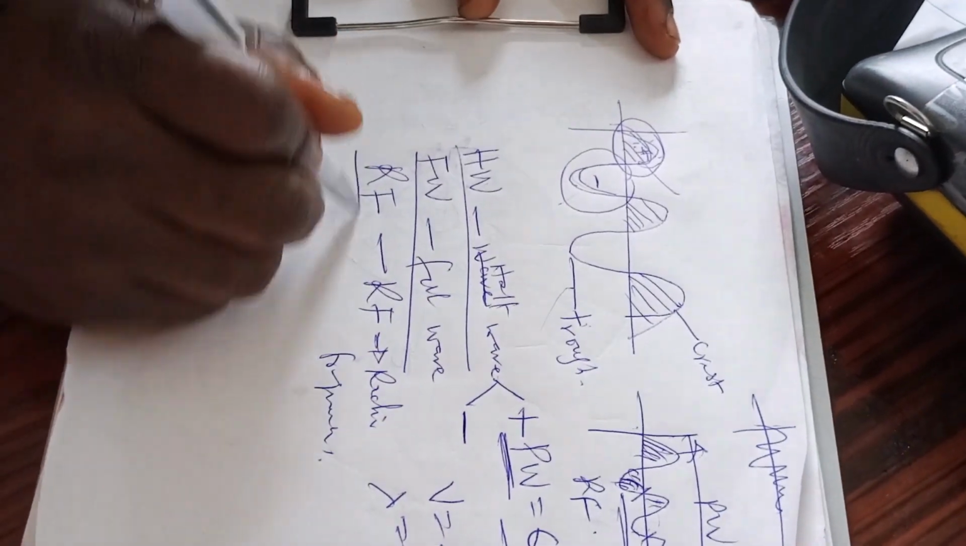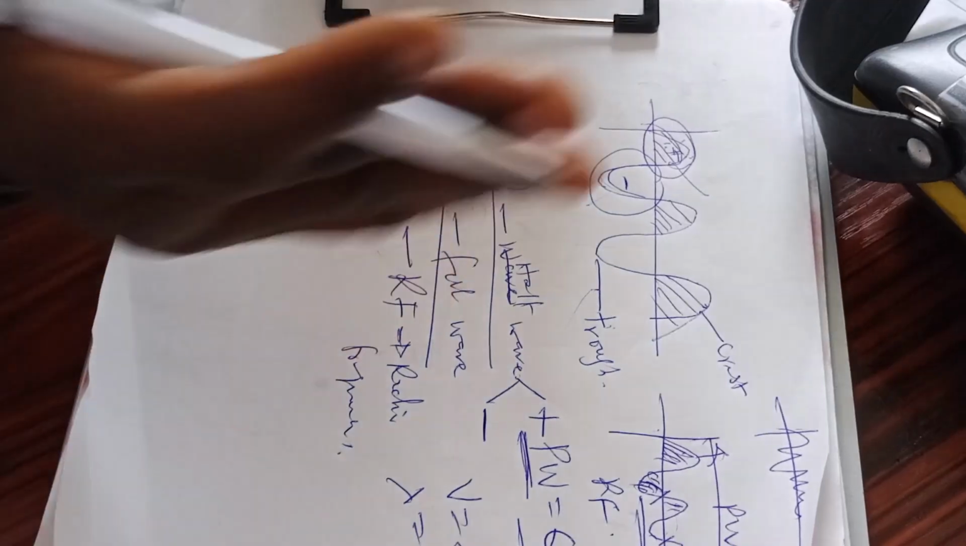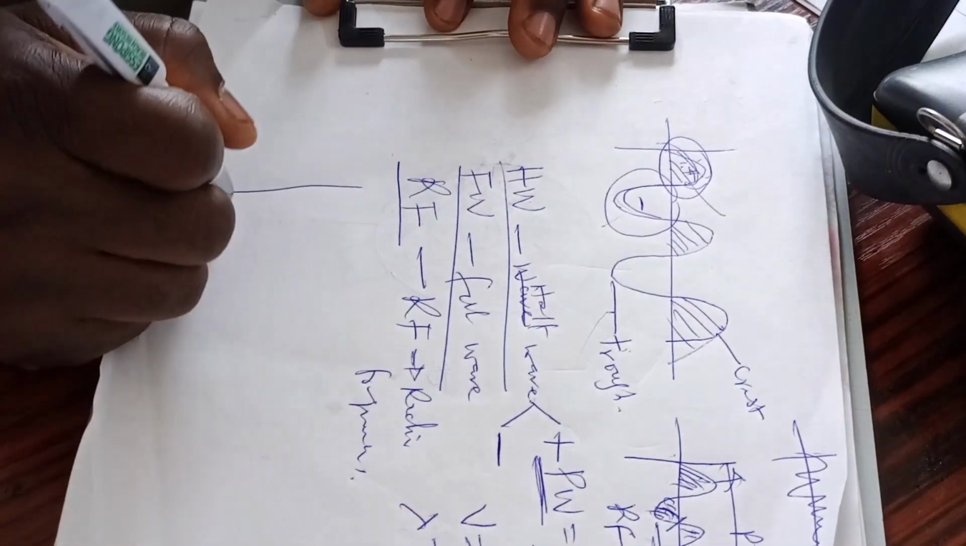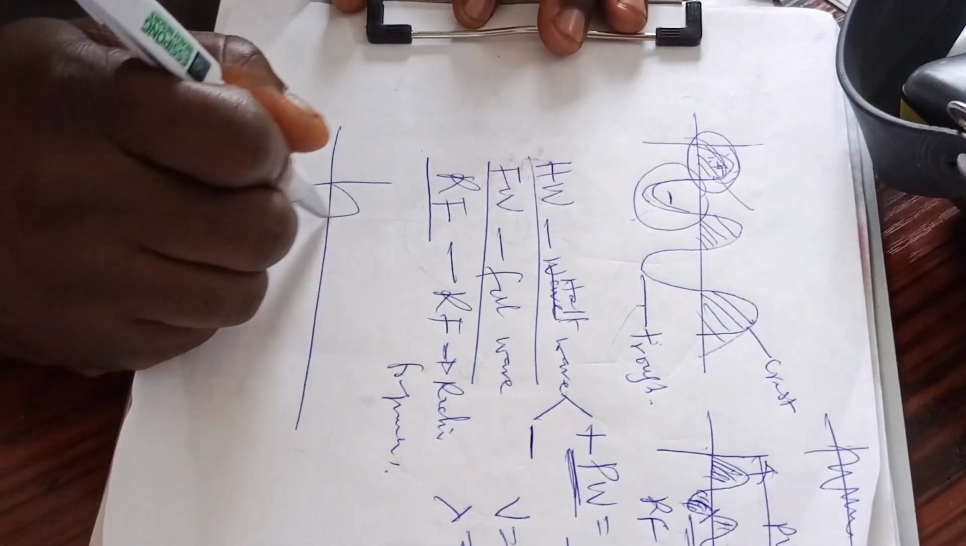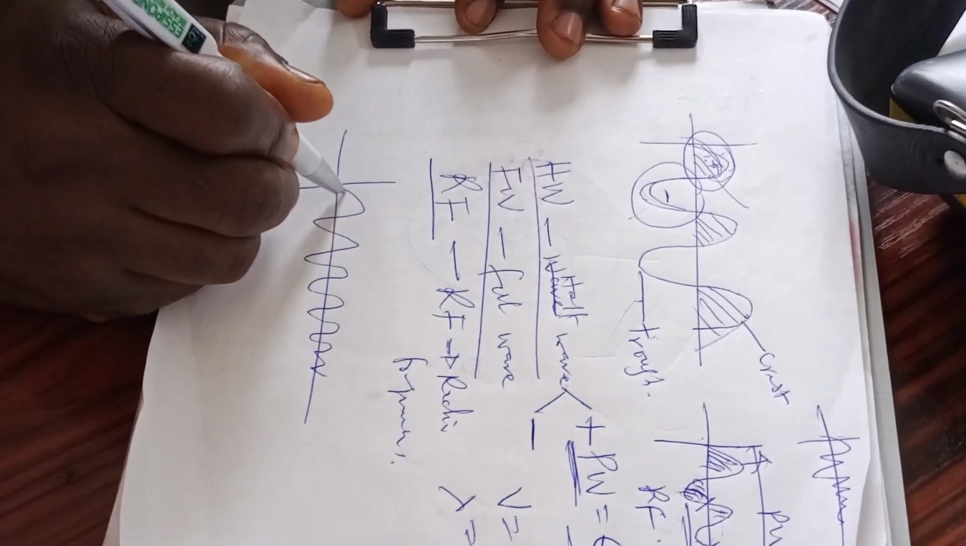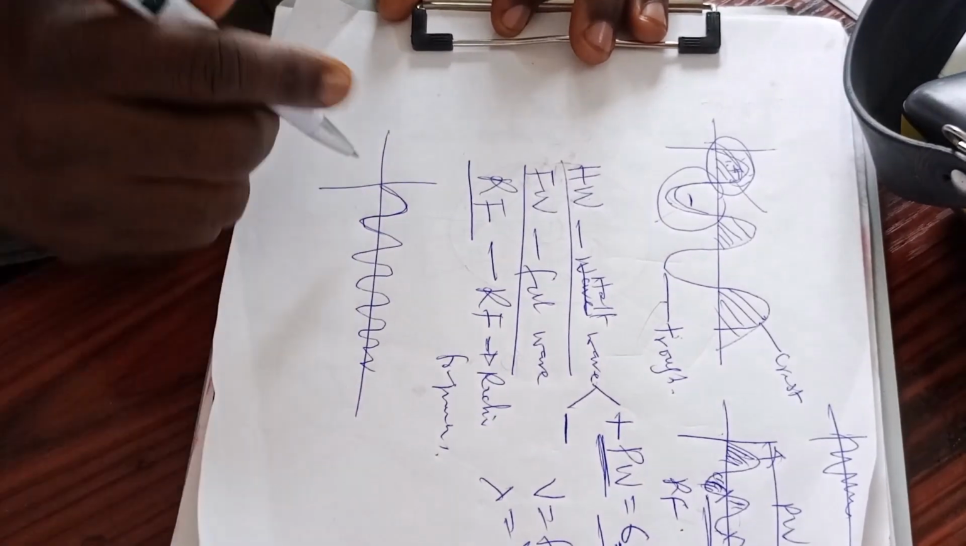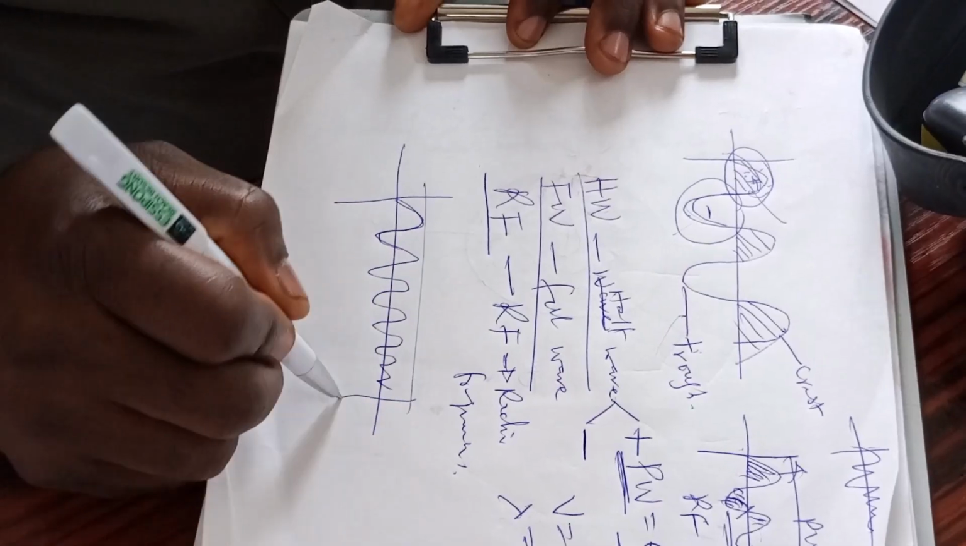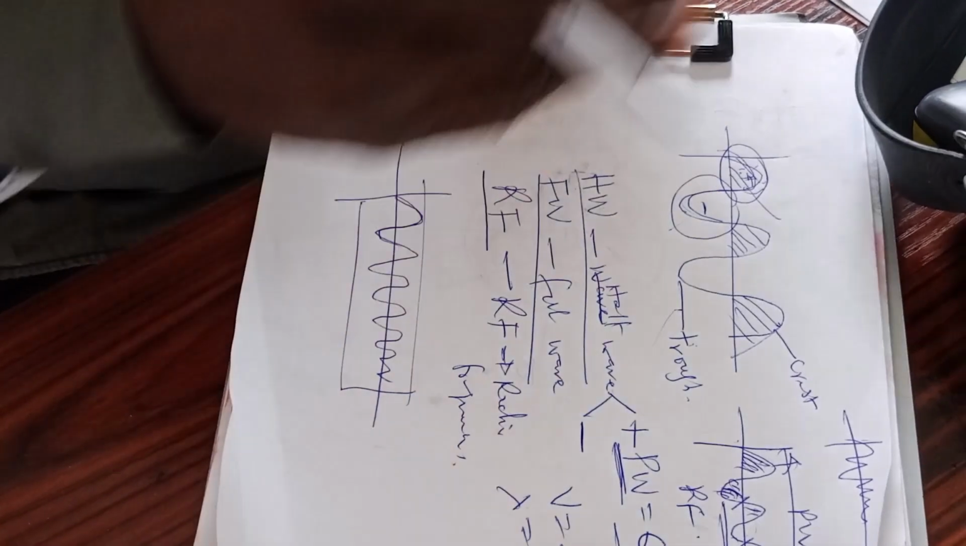If you are taking your radio frequency, you are looking at the sound waves in that form where it decays, where it loses its amplitude as you go on. So in that case, the machine represents it in this form.